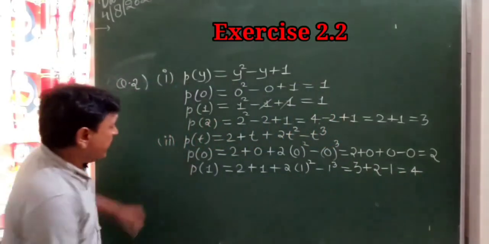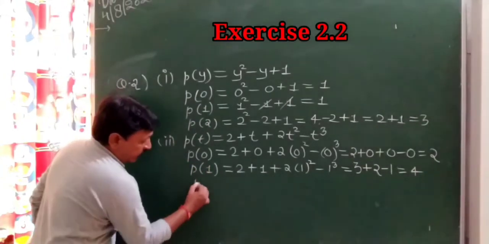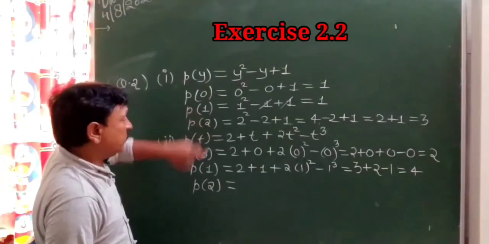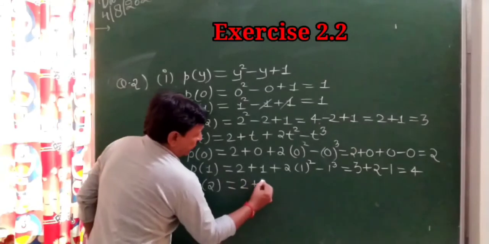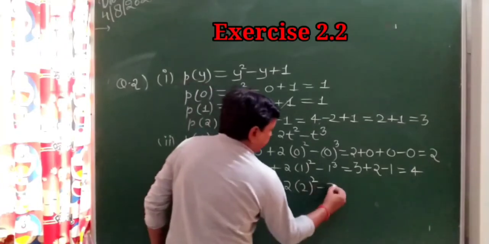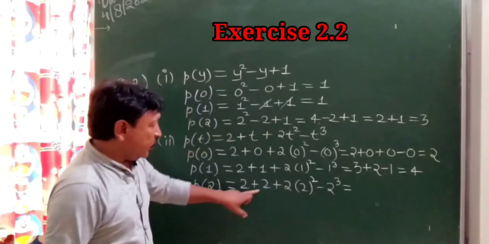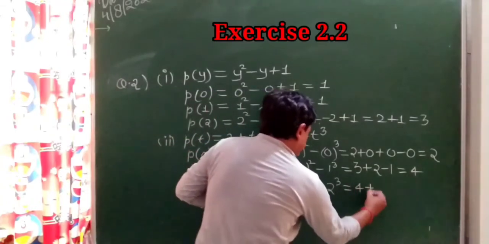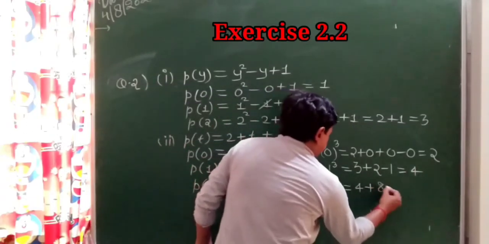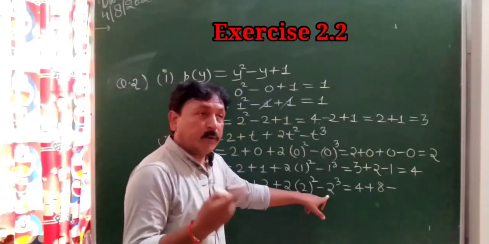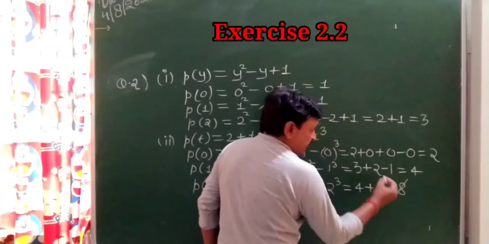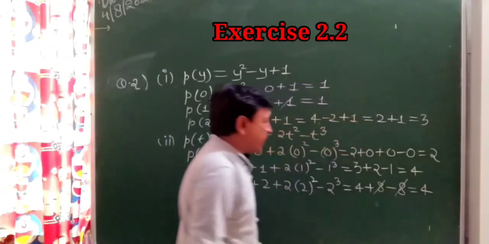Okay, now see, we have done P0, we have done P1, now we will do P2. It means in place of t what do we have to substitute? 2 everywhere. 2 plus 2 plus 2 into 2 square minus 2 cube. Okay, 2 plus 2 is 4, plus 2 square means 2 into 2 is 4, and 4 into 2 is 8, minus 2 cube means 2 into 2 into 2, 2 2s are 4, 4 into 2 is 8. See here, plus and minus cancel, so what is left? 4, which is our needed answer.